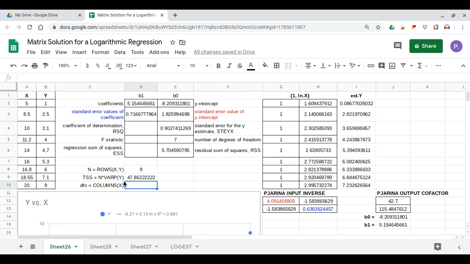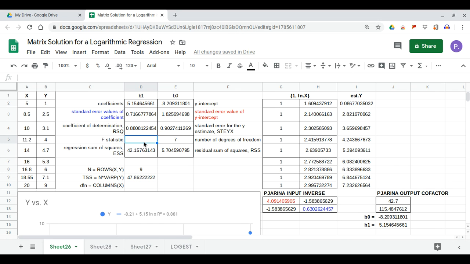Now that we have TSS, total sum of squares, we can now calculate the regression sum of squares, which is TSS minus RSS. So regression sum of squares equals total sum of squares minus residual sum of squares. Next, we calculate the RSQ, or the coefficient of determination, which is equal to ESS, regression sum of squares, divided by total sum of squares, or TSS. Our value is 0.8808, which matches the R squared value of the chart.